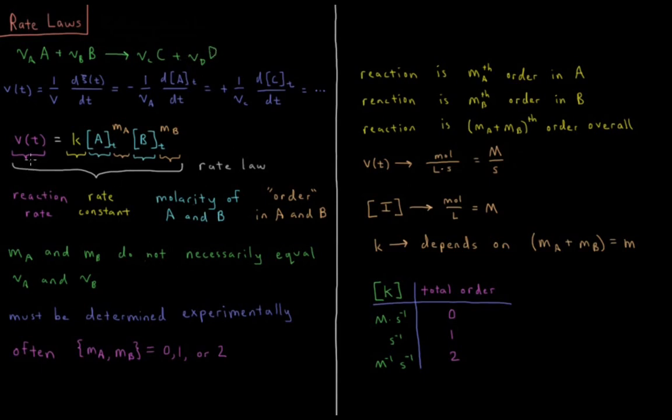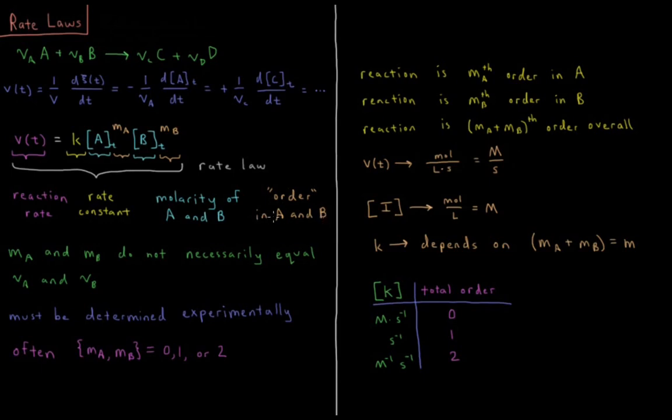All right, so what are the parts of this equation? In purple, I have the reaction rate, V of t. In yellow, I have what is called the rate constant, k. In blue, I have the concentration, or the molarity, of A and B, the number of moles per liter of each of those species. And then this power here in orange is what is called the order in A and B.